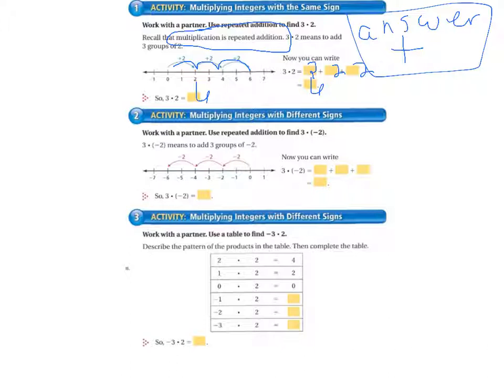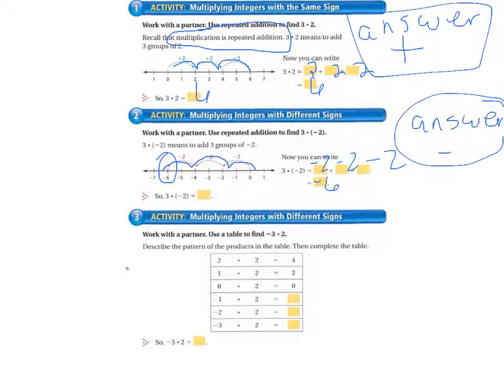So you start at 0 and you go the other direction on the number line. So you go negative 2 plus negative 2 plus negative 2, and you end up at negative 6. So 3 times negative 2 equals negative 2 plus negative 2 plus negative 2, which equals negative 6. So when you have 2 integers and they have different signs, your answer is going to be negative.